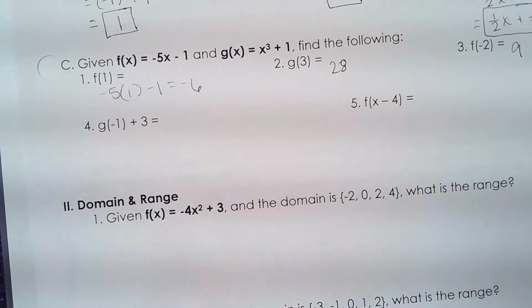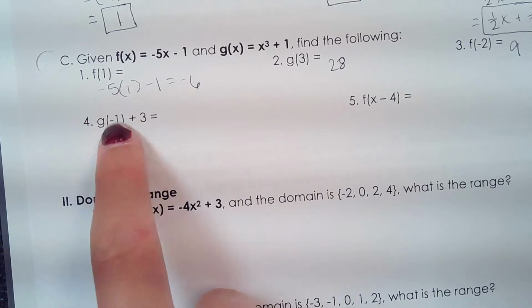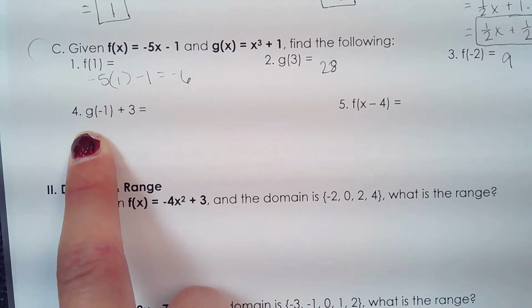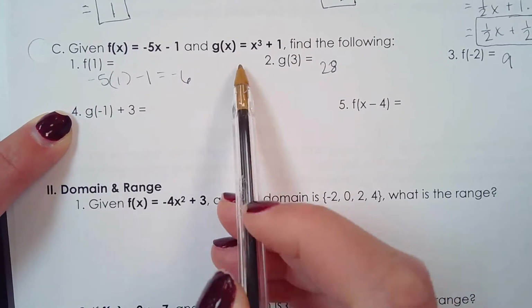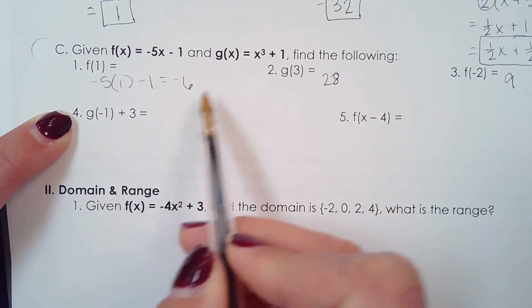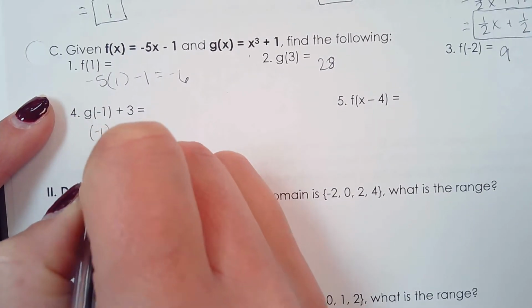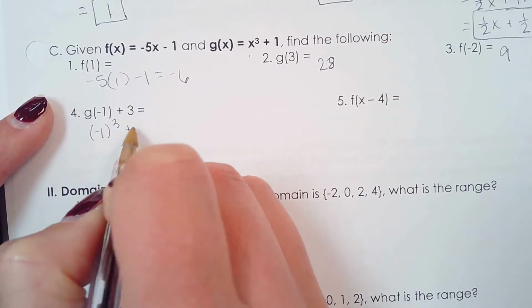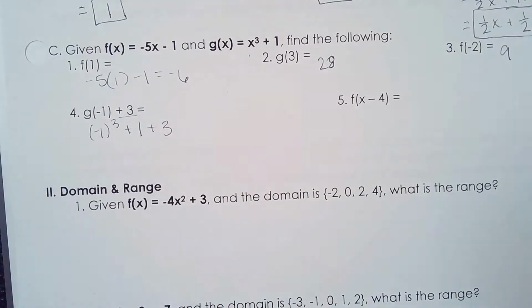Alright, so for number 4, I definitely do want to do that one together because it's got that plus 3 at the end. So you need to find g of negative 1 first. And then what are you going to do to your answer? Add 3. Oh, no, sorry. So we're looking at our g function. In place of x, what are we putting? Negative 1. So we've got negative 1 cubed plus 1. And then what does it want us to do after that? Add 3.